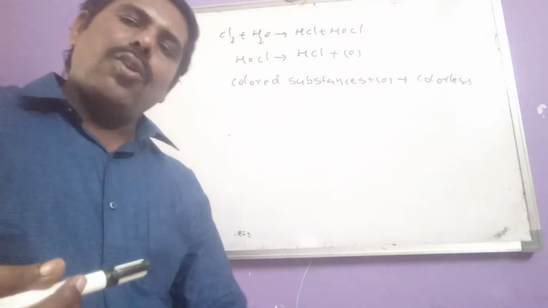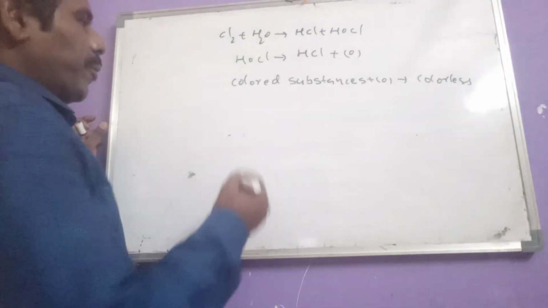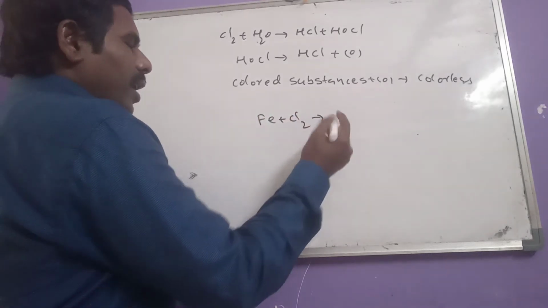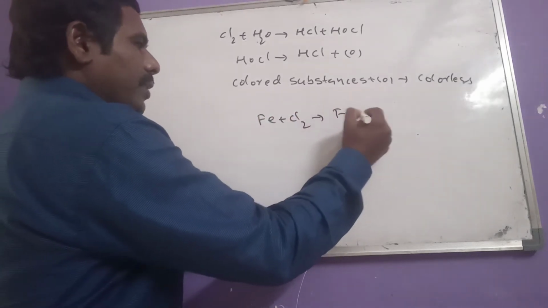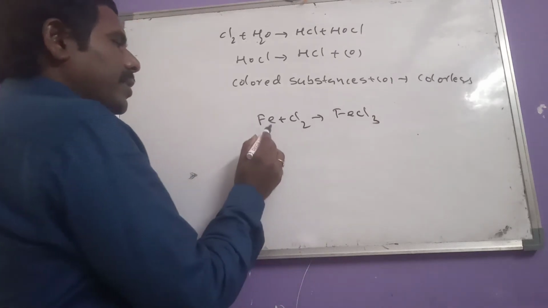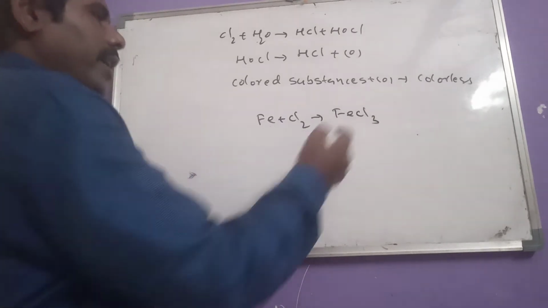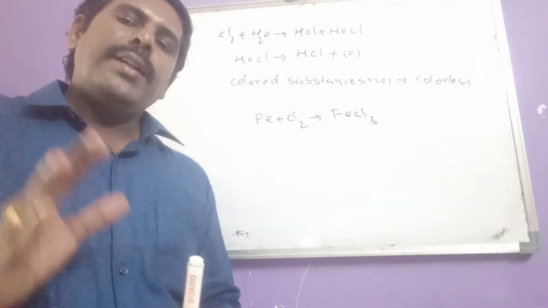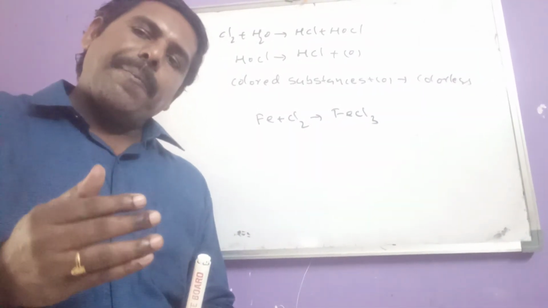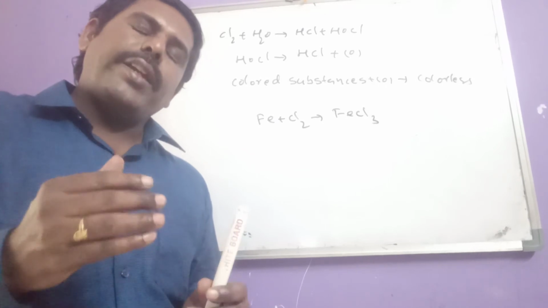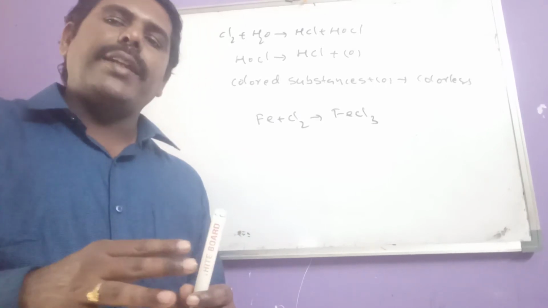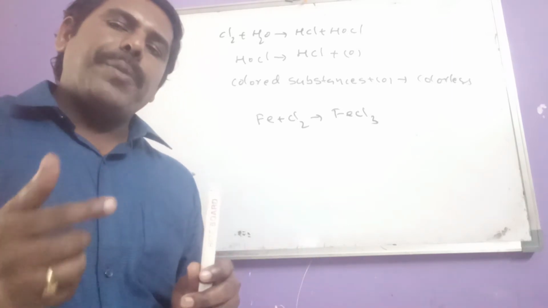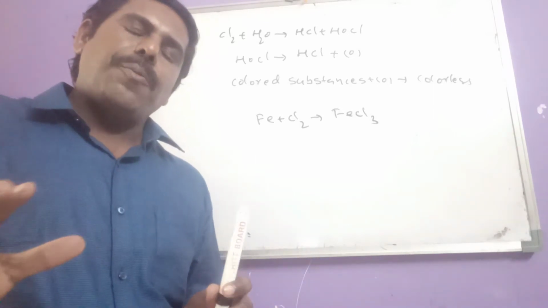Okay, then the reaction of chlorine with metals. One important thing here: chlorine always gives high oxidation state products with metals. That means iron plus chlorine gives ferric chloride, not ferrous chloride. Similarly, copper plus chlorine gives cupric chloride but not cuprous chloride.